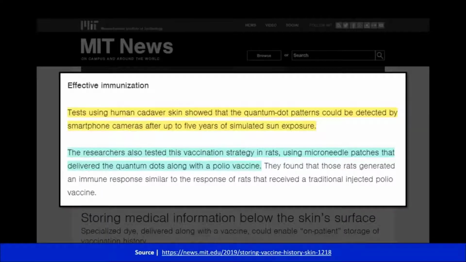Effective immunization. Tests using human cadaver, a cadaver is a dead body, tests using human cadaver skin show that the quantum dot patterns could be detected by smartphone cameras up to 5 years of simulated sun exposure. Wow. The researchers also tested this vaccination strategy in rats using microneedle patches that delivered the quantum dots along with a polio vaccine. So what does it do? You put the Band-Aid on your skin, these prongs go into you, the vaccine is released. If it needs to be released multiple times, it's time released, and it leaves a tattoo. So it leaves 4 little dots or 6 little dots on your skin. So you can tell who was vaccinated because there will be a mark on their skin.